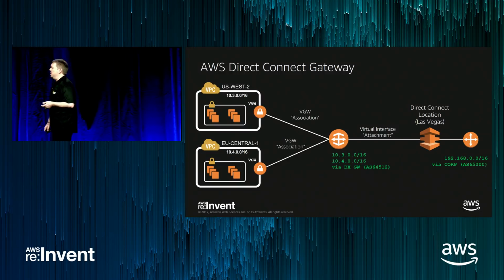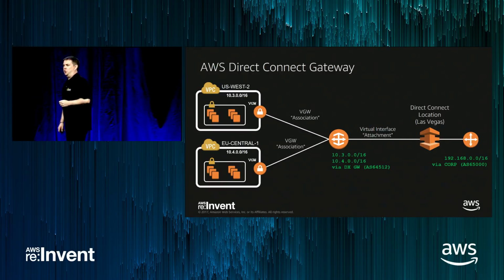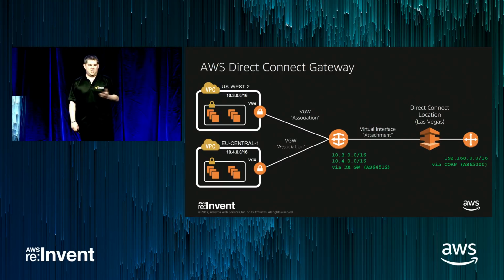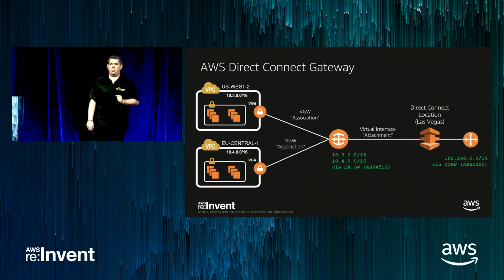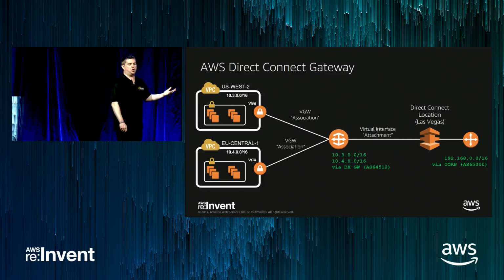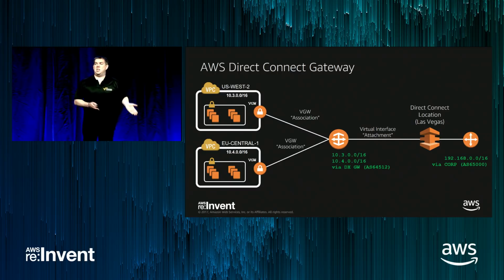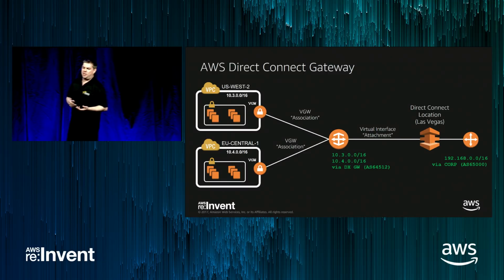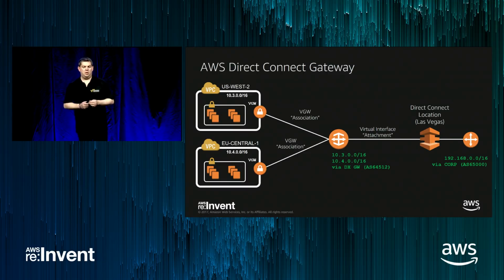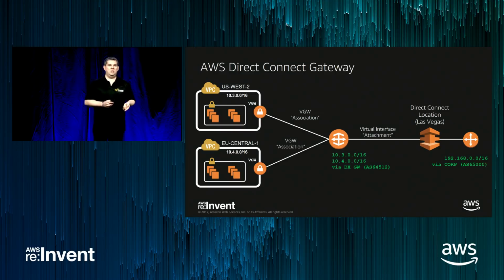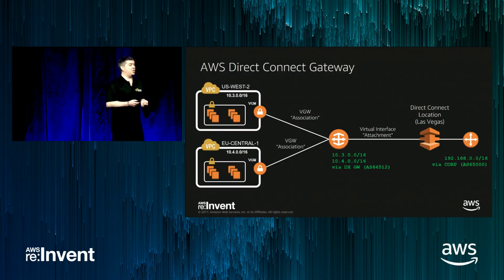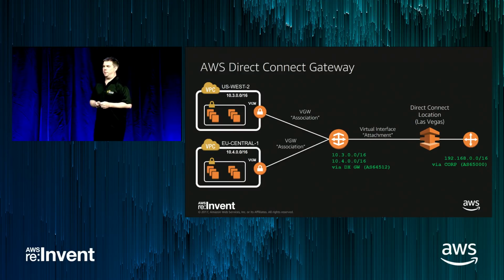Where this gets interesting is when we then add another virtual private cloud. So here's our VPC. We've got another virtual private gateway on that, and we choose to associate that virtual private gateway with the Direct Connect gateway. So what you now see from a BGP perspective over that single virtual interface is actually two announcements. You see the 10.3 that is coming from US West 2, but you also see 10.4. And this is coming from a VPC that is actually running in Frankfurt in EU Central 1.